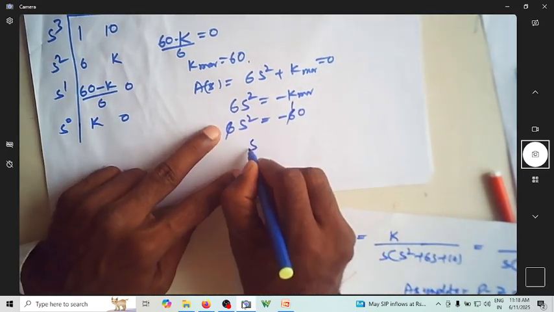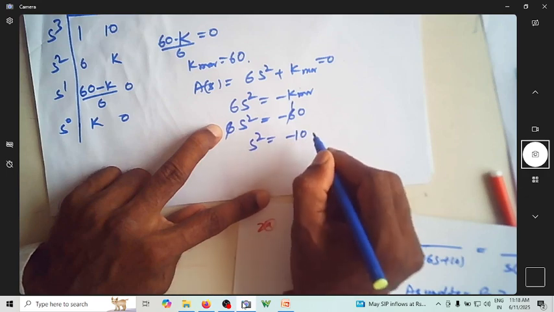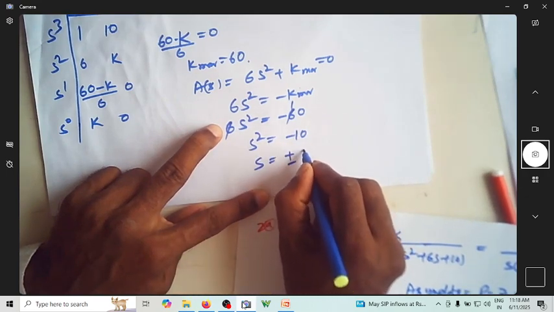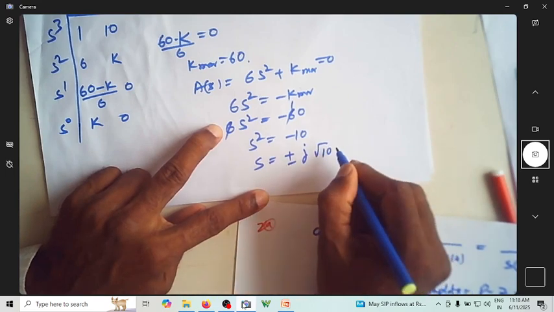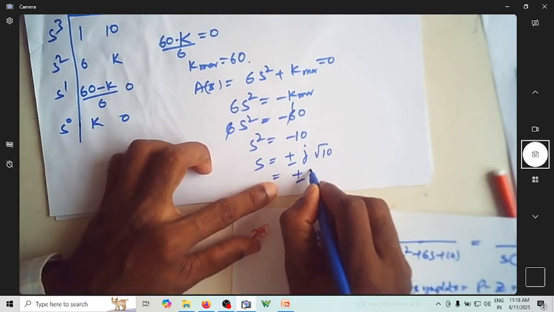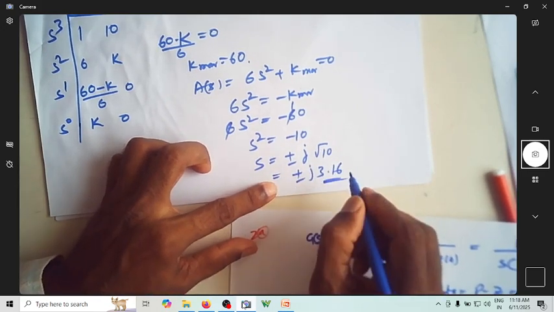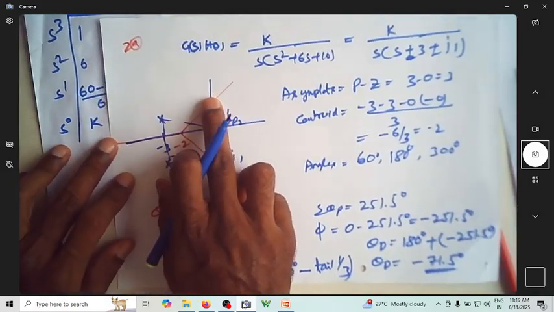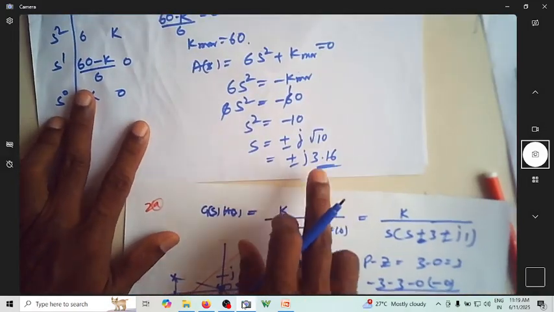This will go with this. So s square is equal to minus 10. Then s is equal to plus or minus root 10, which is nothing but plus or minus 3.16. So this will cross at plus or minus j 3.16.